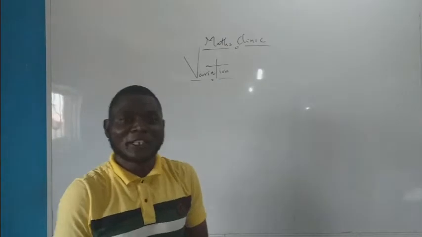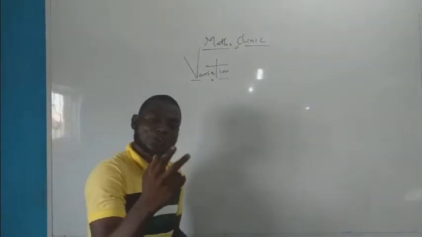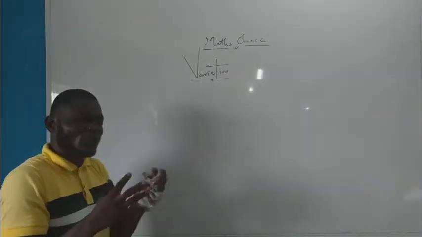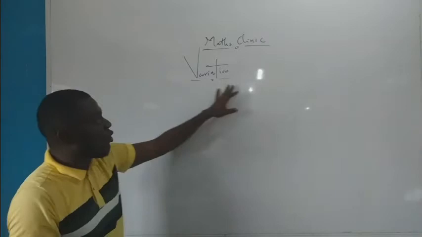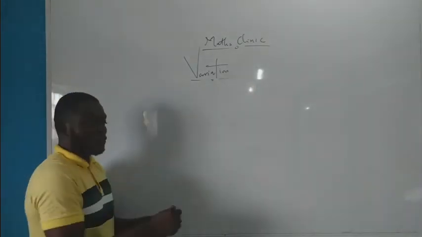So what we're looking at today is variation. What is variation? Variation is a relationship that exists between two or more variables. When you have two or more variables, the relationship that exists between them is called variation. Basically, there are four types of variation.